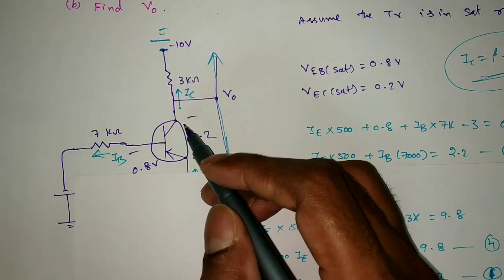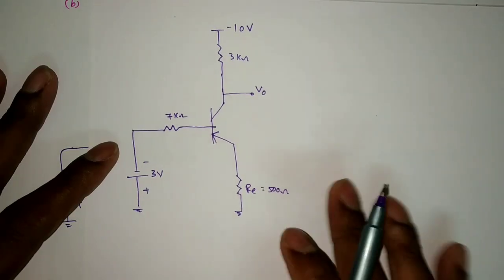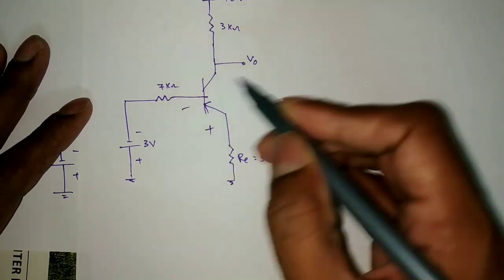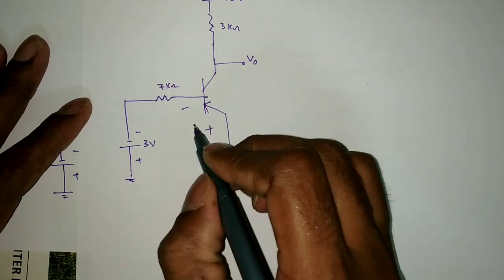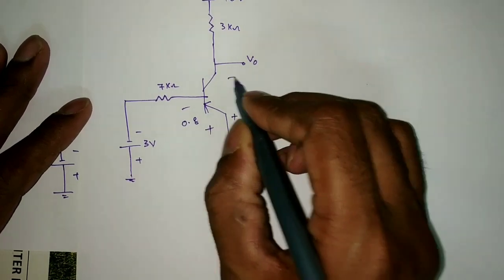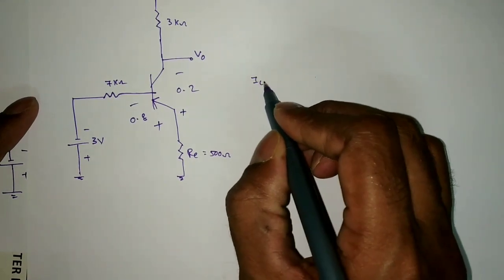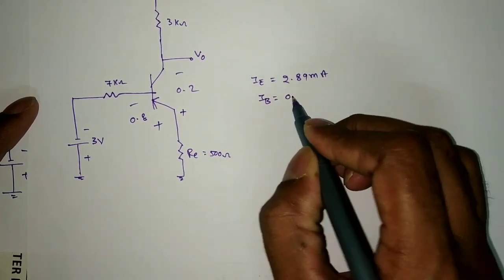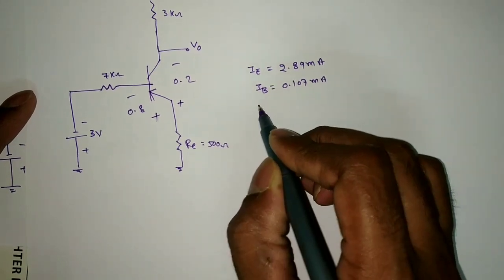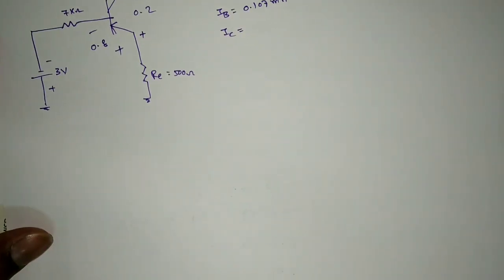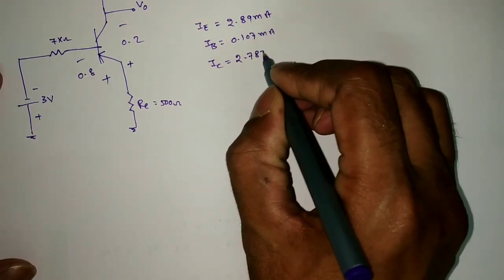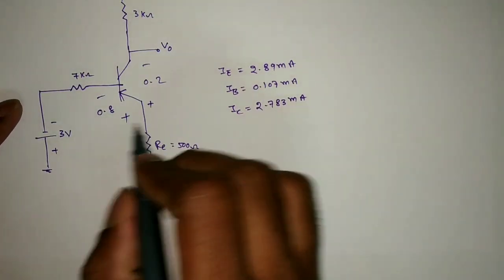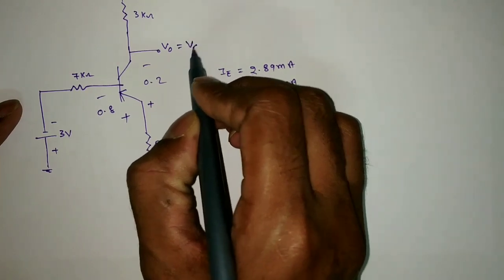For that I will redraw the circuit again. So this is the circuit. 3 kilo ohm, minus 10 volts, this is V naught. We got the saturation region only. So it is 0.8 volts and this is 0.2 volts. And we know IE is equal to 2.89 milliampere. IB we got 0.107 milliampere. And IC we got 2.783 milliampere. Right?